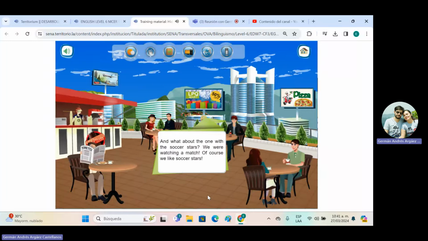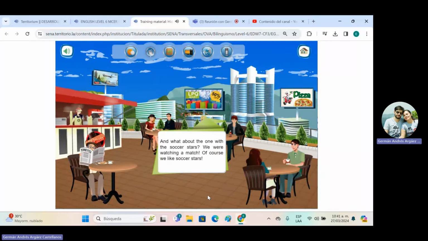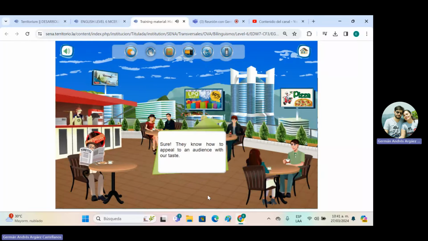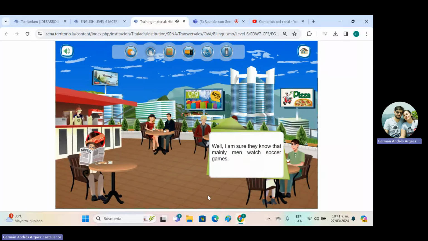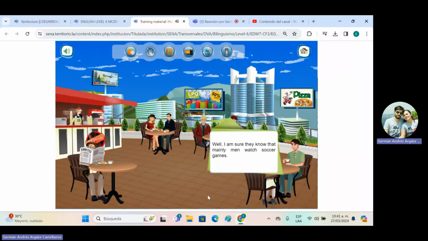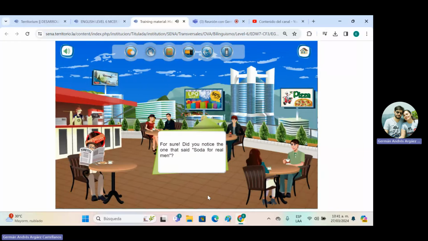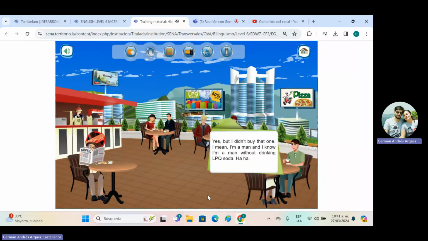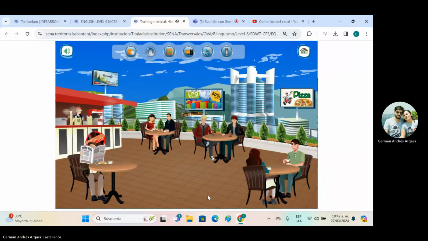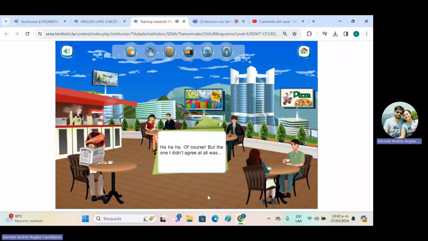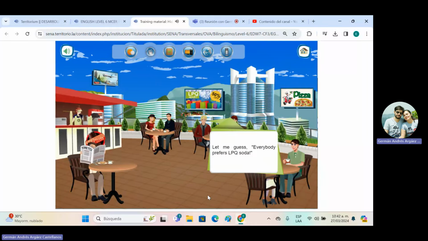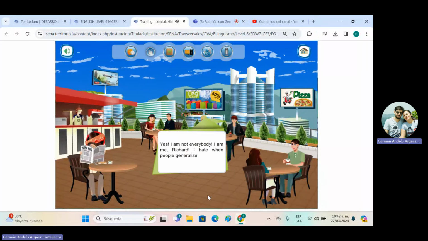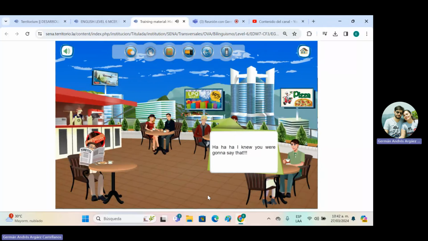And what about the one with the soccer stars? We were watching a match. Of course we like soccer stars. Exactly. Besides, who wouldn't like to be famous? Sure. They know how to appeal to an audience with our taste. Well, I am sure they know that mainly men watch soccer games. For sure. Did you notice the one that said soda for real men? Yes, but I didn't buy that one. I mean, I'm a man, and I know I'm a man without drinking LPQ soda. Ha ha ha. Of course, but the one I didn't agree at all was... Let me guess. Everybody prefers LPQ soda. Yes, I'm not everybody. I am me, Richard. I hate when people generalize. Yeah, I knew you were going to say that.